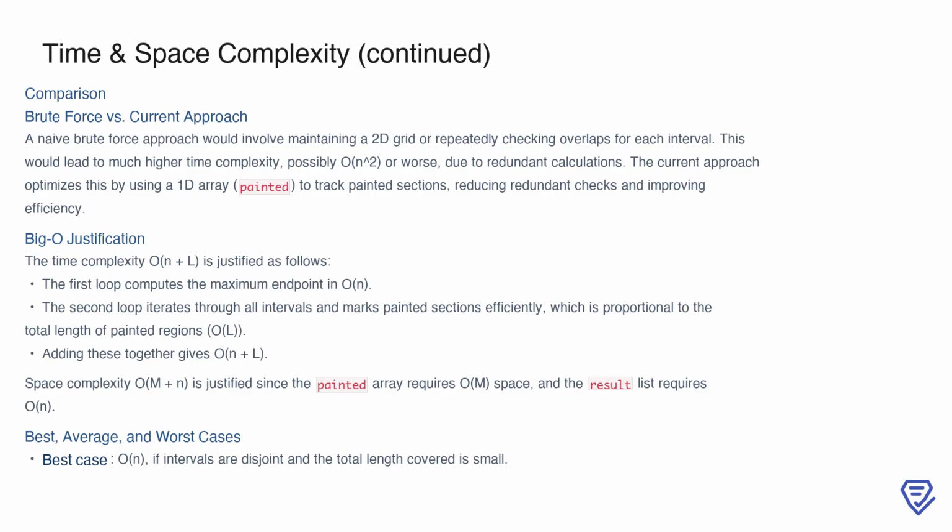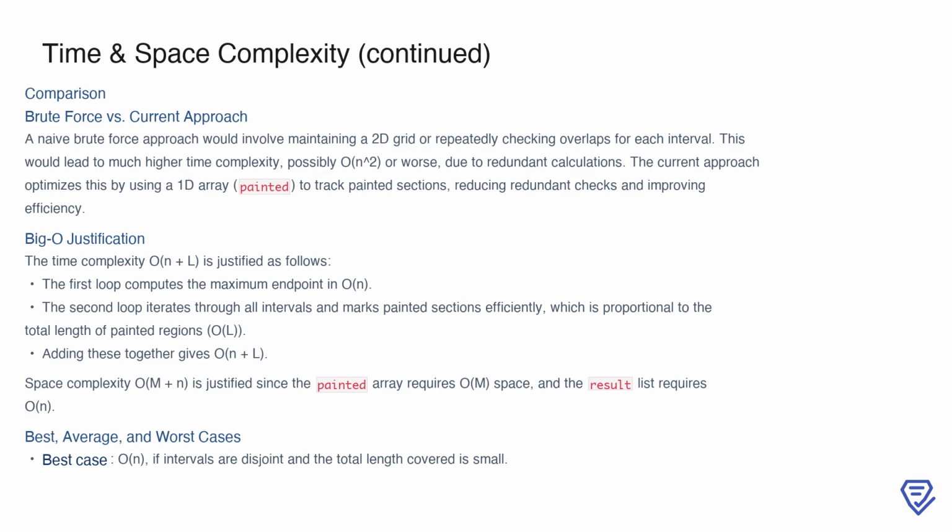The justification for this complexity is straightforward. The first step, finding the maximum endpoint, takes n, while the second step, marking painted sections, is proportional to the total length of painted regions, which is L. Adding these together results in n plus L. For space complexity, the painted array contributes m space, while the result list adds n, giving us a total of m plus n.